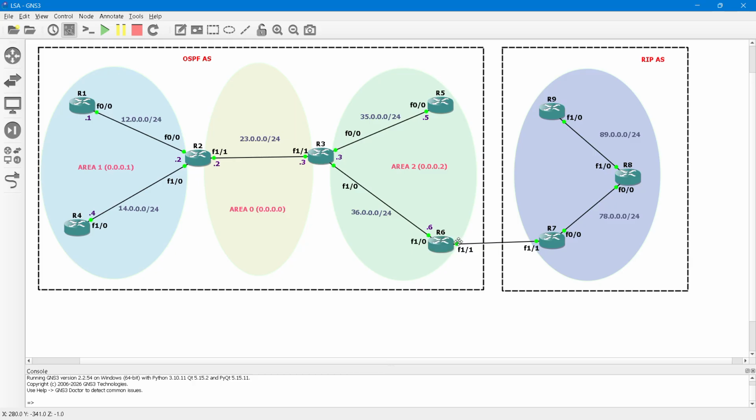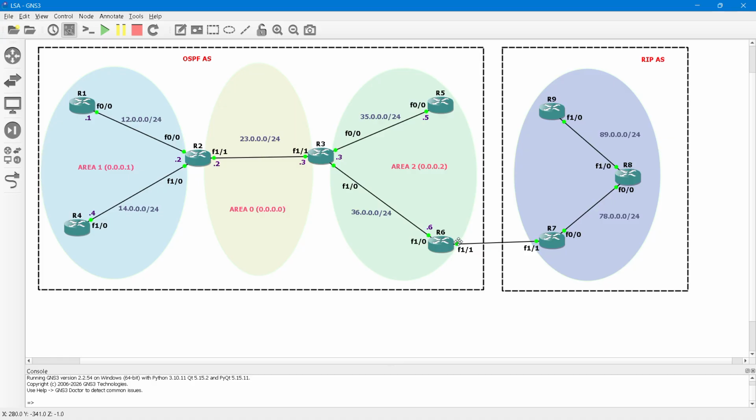So if we summarize the different types of LSA, the very first is type 1 LSA, router LSA. Who generates that? Every router generates type 1 LSA. Next, type 2 LSA or network LSA. Who generates that? The designated router or DR. The next one is type 3 LSA or network summary LSA. Who generates that? The ABR, area border router, generates that.